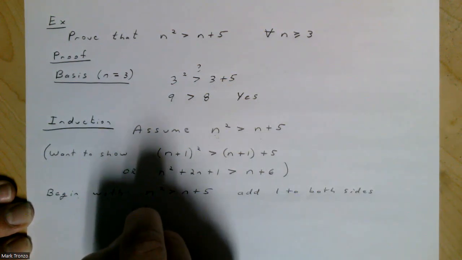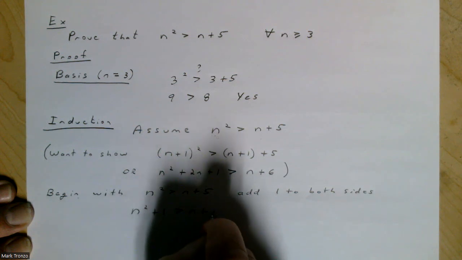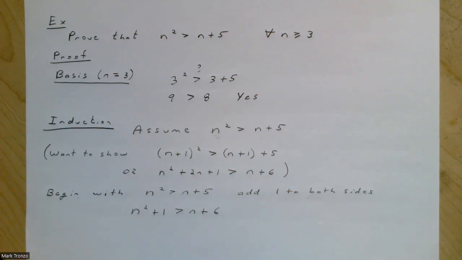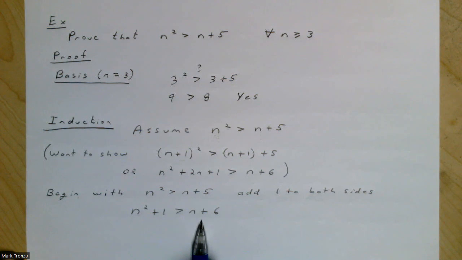So if we assume n squared plus 1... all I did was add 1 to both sides, beginning with our assumption. Again, we're allowed to assume this was true. If we play according to the rules, then we can assume this is true, because all I did was something you're allowed to do. You're allowed to add the same number to both sides.